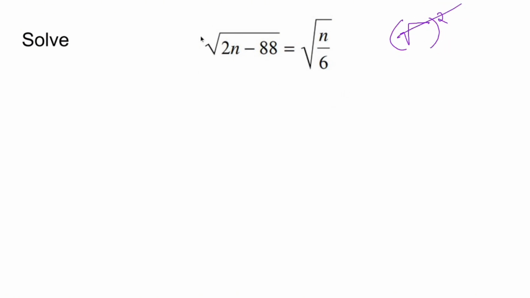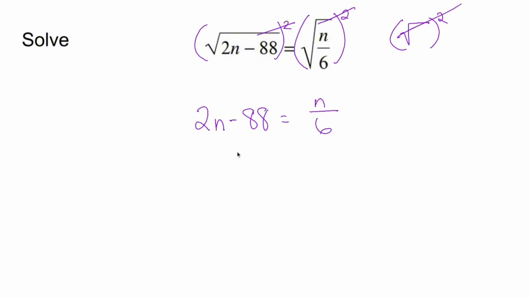If I have just the square root of stuff on the left, I'm going to square it to kill off that square root. And you know what? I'm going to do the same thing over here because that'll kill off that square root. Now what we have is 2n minus 88 equals n over 6.